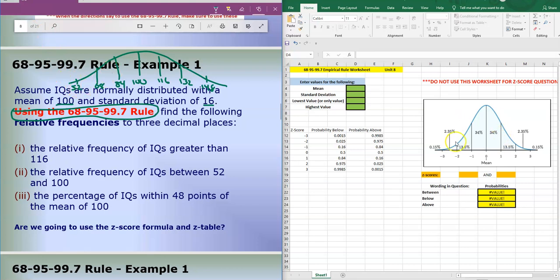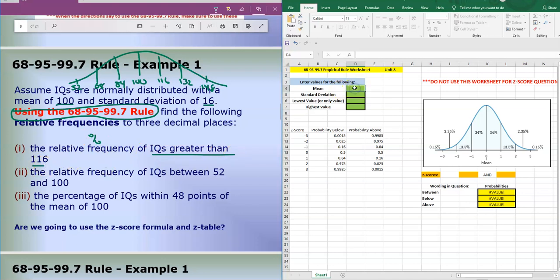So if you wanted to use this graph over here and just add percentages, that's fine. But I'm going to show you how you don't even have to do the math. You just type the numbers in. So find the relative frequency. Now, I don't remember on this one. I think this was actually another one where they wanted a percent to one decimal place. So let's practice that on this one. Find the percent to one decimal place of IQs greater than 116.